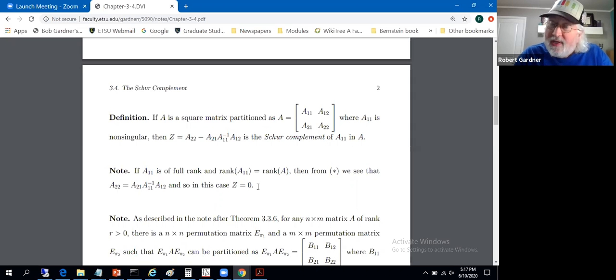It's a 0 matrix, right? Remember, these things represent matrices. So in some crude sense, the Schur complement measures how far a partitioning of this matrix is from the kind of partitioning we mentioned above, in terms of having a full rank matrix in the upper left-hand corner that has the same rank as matrix A.